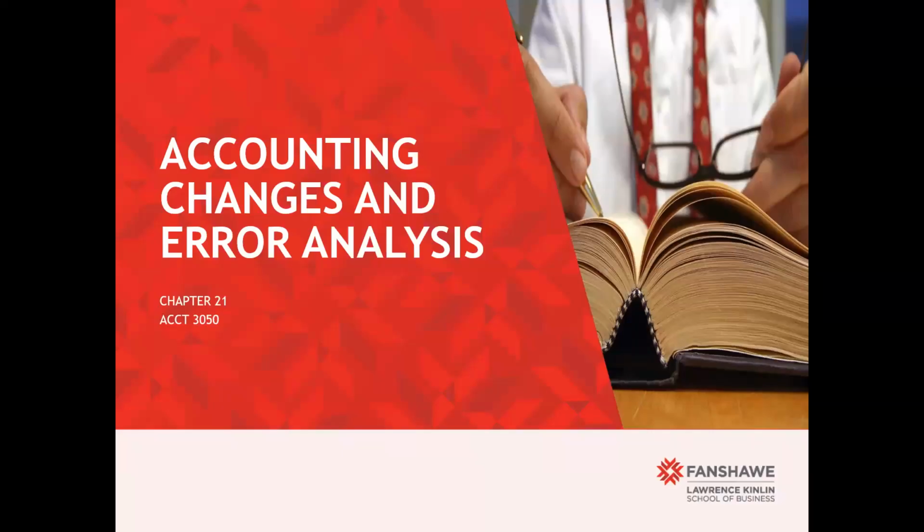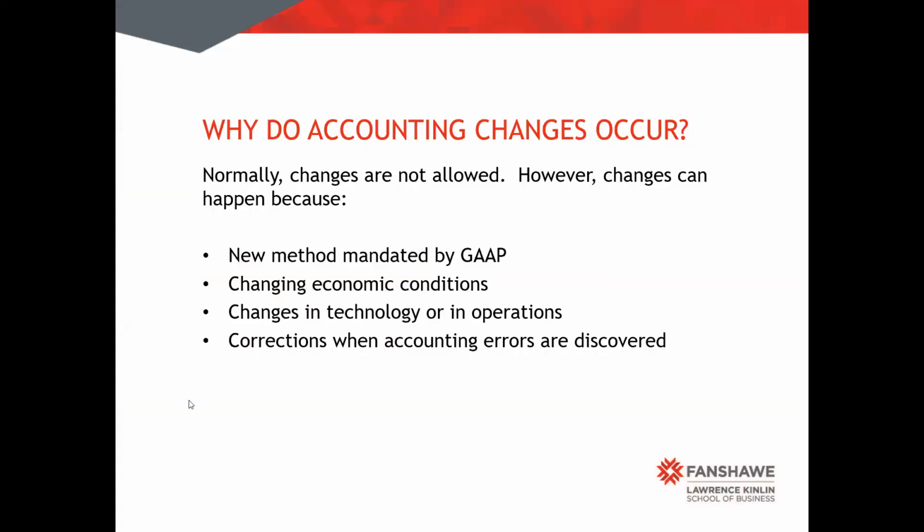Well, welcome to chapter 21, where we talk about accounting changes and errors and what to do in the various situations. So sometimes accounting changes occur for various reasons. It could be a new method as mandated by GAAP, the generally accepted accounting principles, where they require changes to how you approach situations.